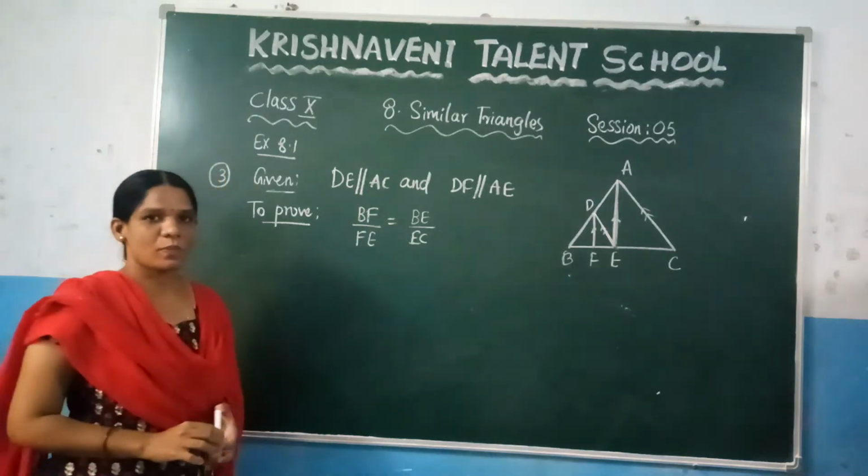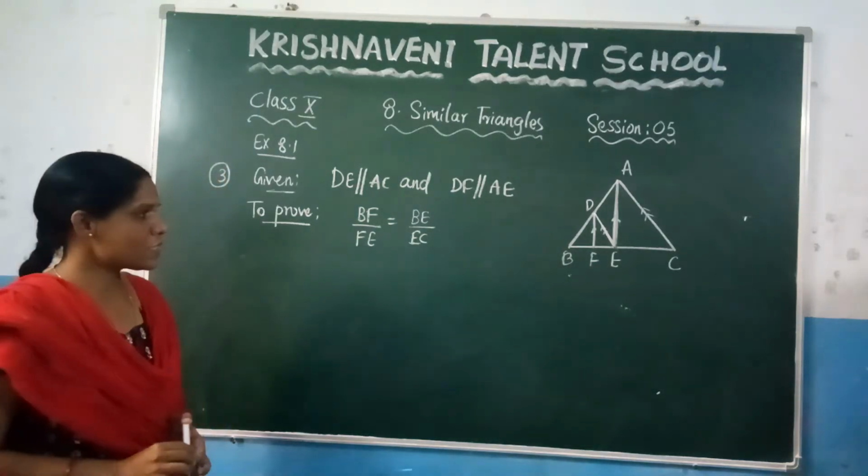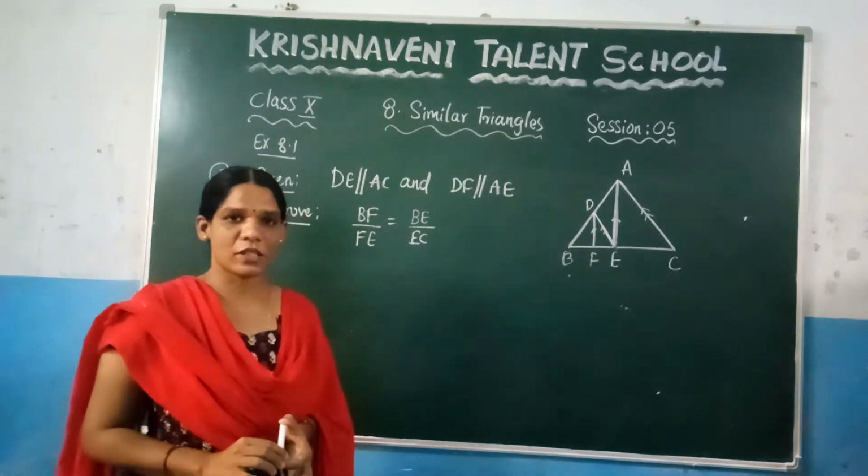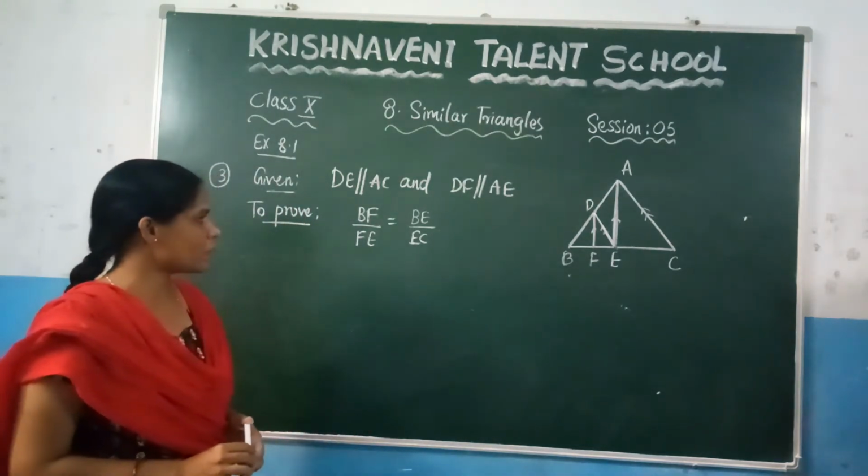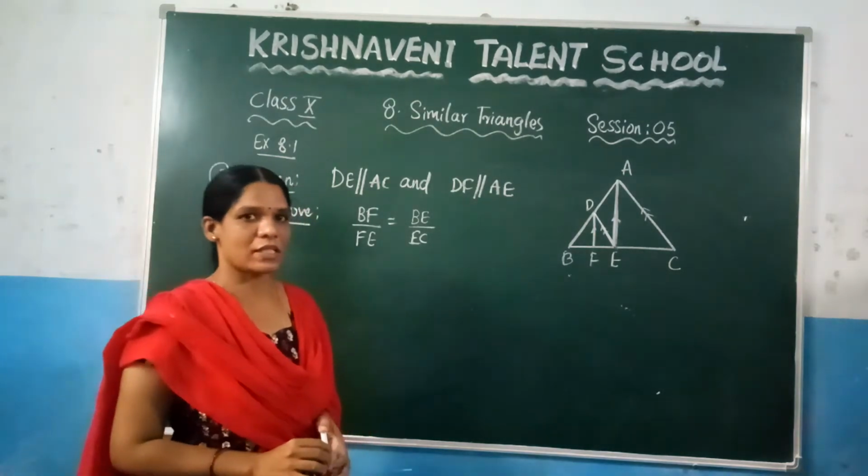Here, see the next problem. Here is what they have given. In this triangle they have given two conditions. Based on these two conditions you need to prove here BF by FE is equal to BE by EC. Now see what those conditions are.